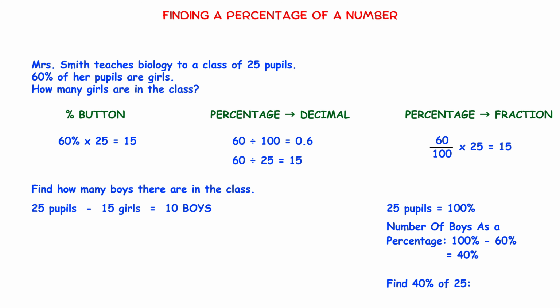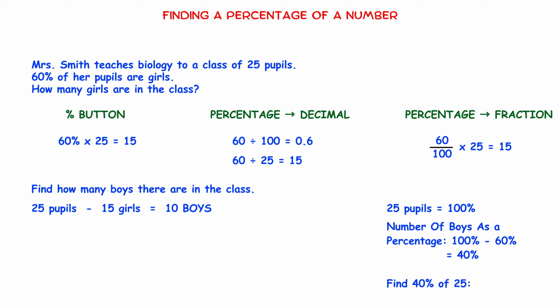The last thing we need to look at is how they could make the questions more complicated in your exams by using long sentences rather than just giving you the question directly. For example, in this one, we're told that Mrs. Smith teaches biology to a class of 25 pupils, 60% of which are girls, and we have to work out how many girls there are in the class. So if you think about what we know, there are 25 pupils and 60% of them are girls. So to find the number of girls, we just find 60% of 25. And remember, we can do this using the percentage button, the decimal technique, or the fraction technique, all of which would tell us that there are 15 girls.